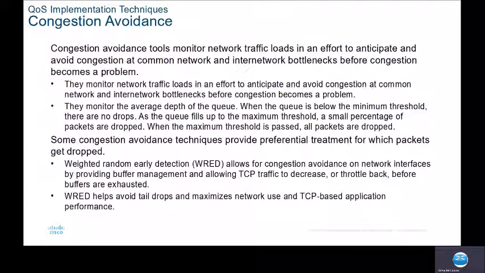Some congestion avoidance techniques provide preferential treatment for which packets get dropped. And so you've got weighted random early detection, which allows for congestion avoidance on network interfaces by providing buffer management, allowing TCP traffic to decrease or throttle back before buffers are exhausted. WRED avoids tail drops and maximizes network use and TCP-based application performance.